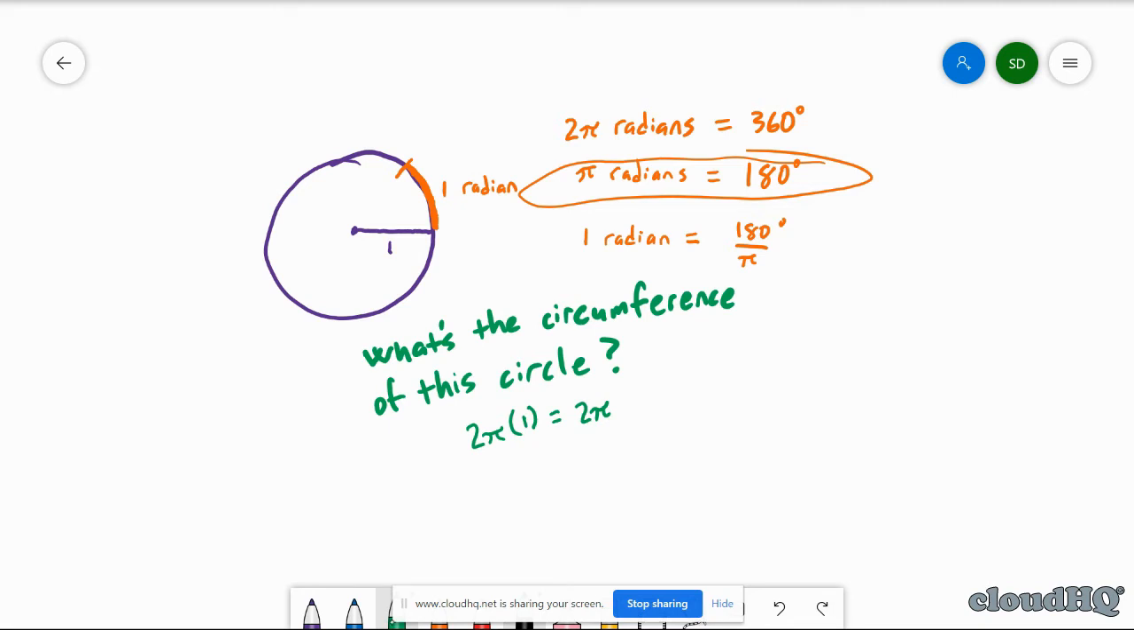But isn't it also 2 pi radians around a circle? Is that any coincidence that that's the same thing? No, it's really not. Because radians is really kind of talking about distance around the circle. It's a little bit different.